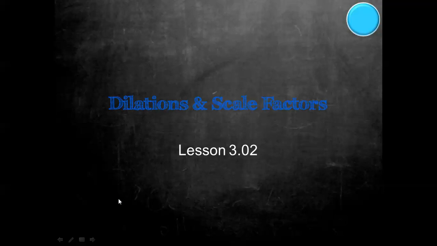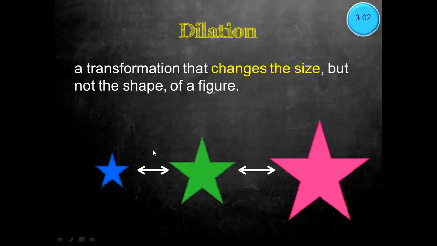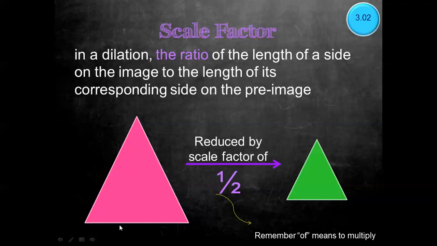In this video lesson, we're going to talk about dilations and scale factors part 2, which covers mainly dilations and scale factors on the coordinate plane. So just as a review, a dilation is a change in size, but not the shape of a figure. So for example, here it's always a star, but the size changes.